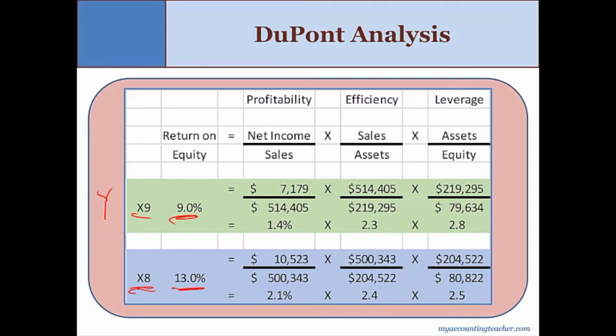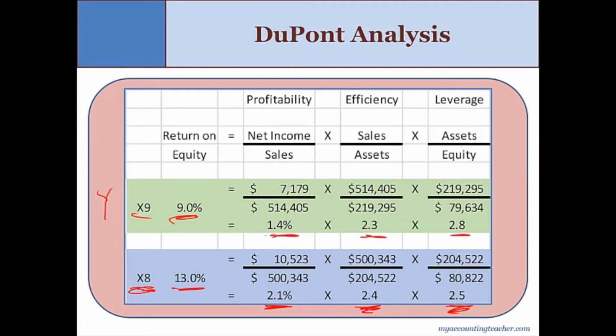Let's take a look at X8 first. Their leverage ratio, 2.5. Efficiency, they were able to generate $2.4 worth of sales for every dollar worth of assets. And then for every dollar's worth of sales, 2.1% of that resulted in profit or net income. In X9, 2.8, 2.3, 1.4.